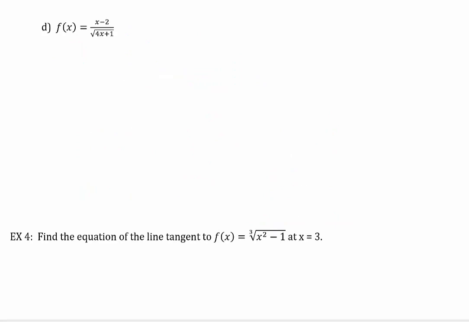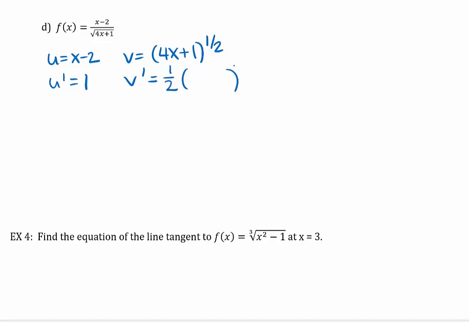The chain rule can also be combined with the quotient rule. So here's an example of a quotient. In this case, my u would be the x minus 2. My v is the denominator, which I'm going to write as (4x plus 1) to the 1/2. So my u prime is 1, and my v prime, something to the 1/2 power, I'm using the chain rule. So I get 1/2 something to the negative 1/2 power, or 1/2 (4x plus 1) to the negative 1/2 power.